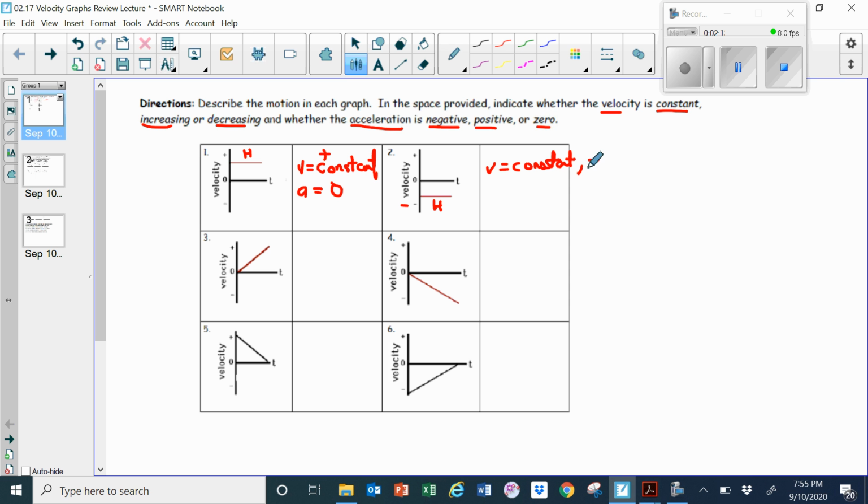Well, if the velocity is constant and negative, well, the velocity is constant. The acceleration's got to be 0 again. Okay? There you go. Now let's go to this one.